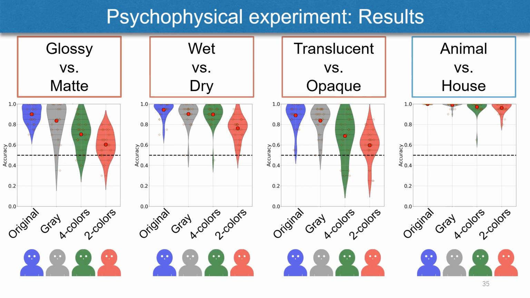This is the results for the median cut images. The accuracy of 3 material judgments largely decreases compared to the original images. However, importantly, even for the 2 color images, object recognition judgment, that is animal versus house, was not affected by the median cut. These findings are consistent with the observation that median cut disturbs material appearance while keeping scene structure constant.